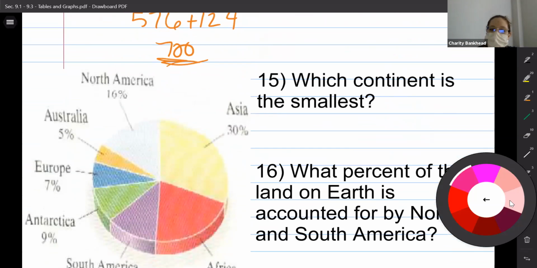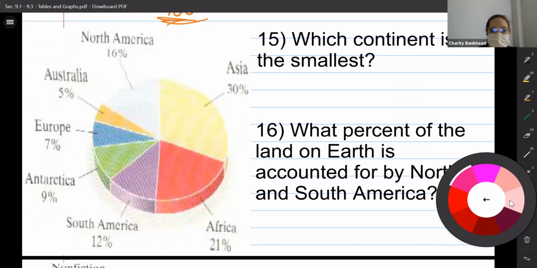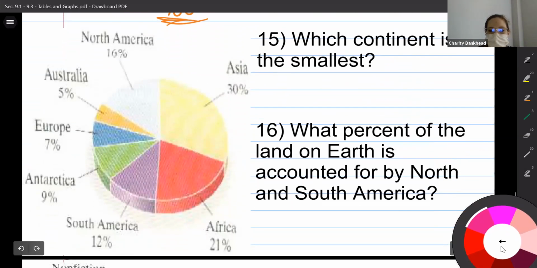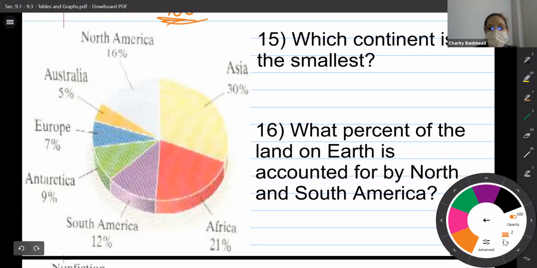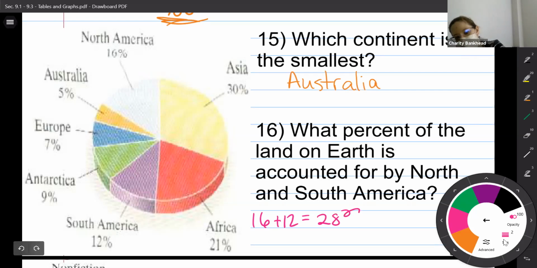Okay, here's another pie chart. This one is showing the percent of the land on Earth that is taken up by each continent. So which continent is the smallest? That would be Australia. It's only 5% of the land on Earth. And then number 16, what percent of the land on Earth is accounted for by North and South America? So we have to add the North and South America. So that would be 16 plus 12, so that would be 28%.